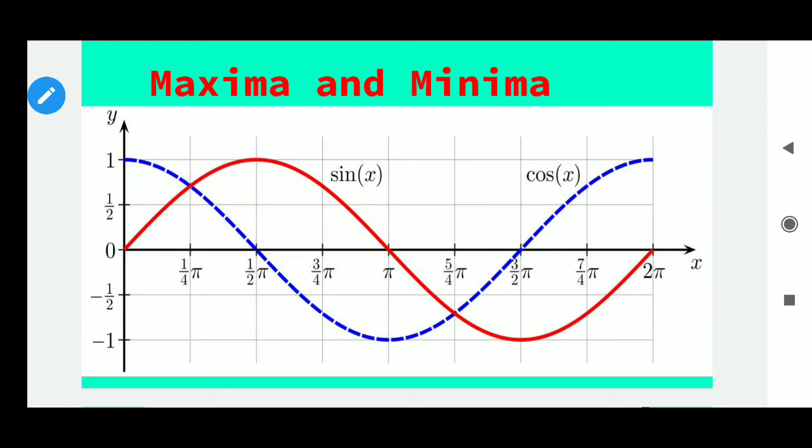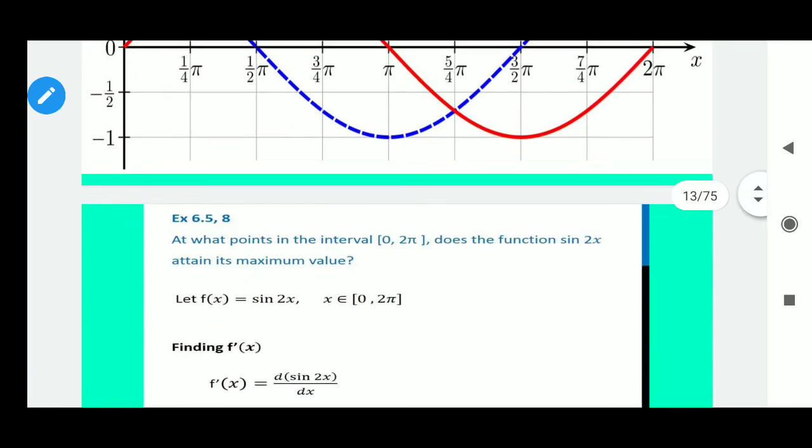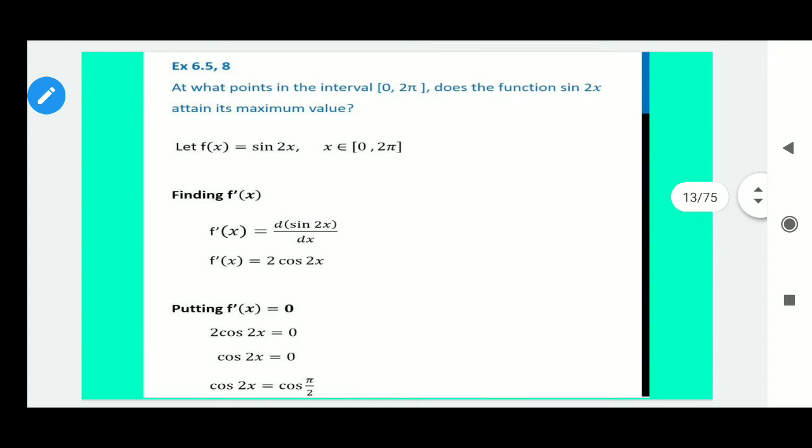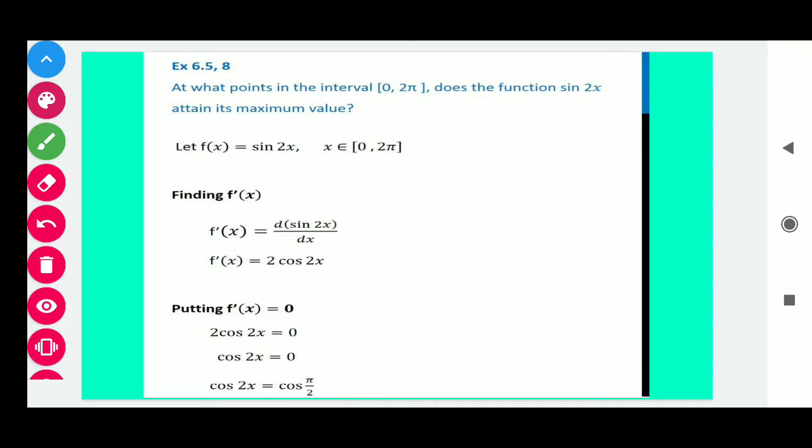The curve of sin x starts from 0 and lies between -1 and 1. Similarly, the curve of cos x starts with 1 and lies between -1 and 1. Now students, here we have question number 8. At what points in the interval 0 to 2 pi does the function sin 2x attain its maximum value?